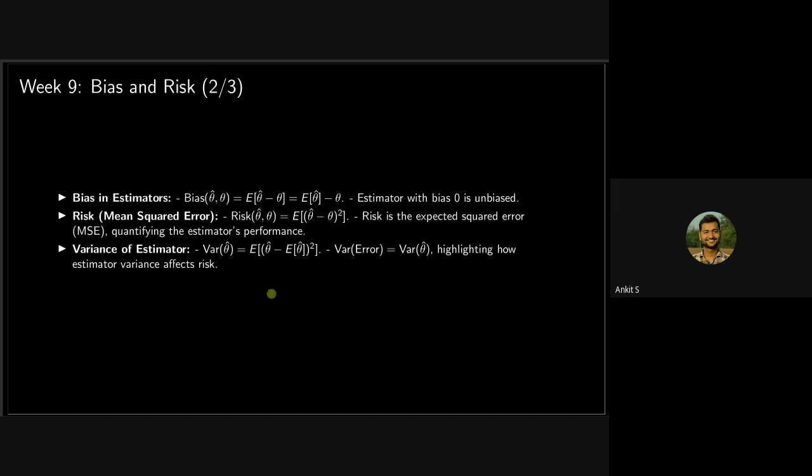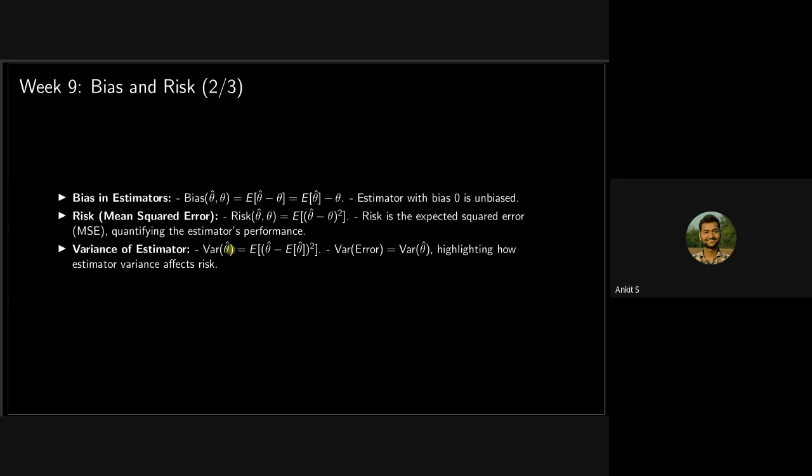So then we had bias and risk. Bias is simply the expected value of the error. It is called unbiased if it has a bias of 0. Then we have risk. These are very simple definitions. It is the mean squared error, then the variance of the estimator.